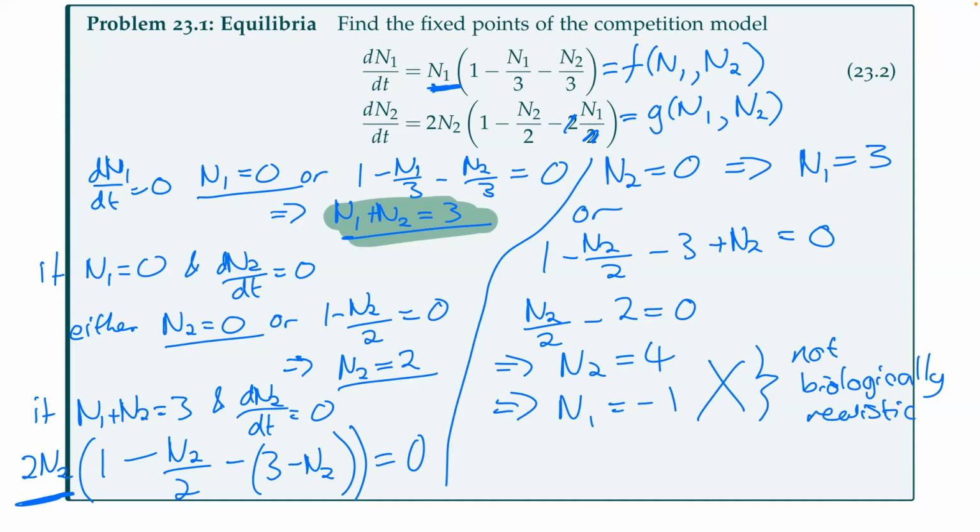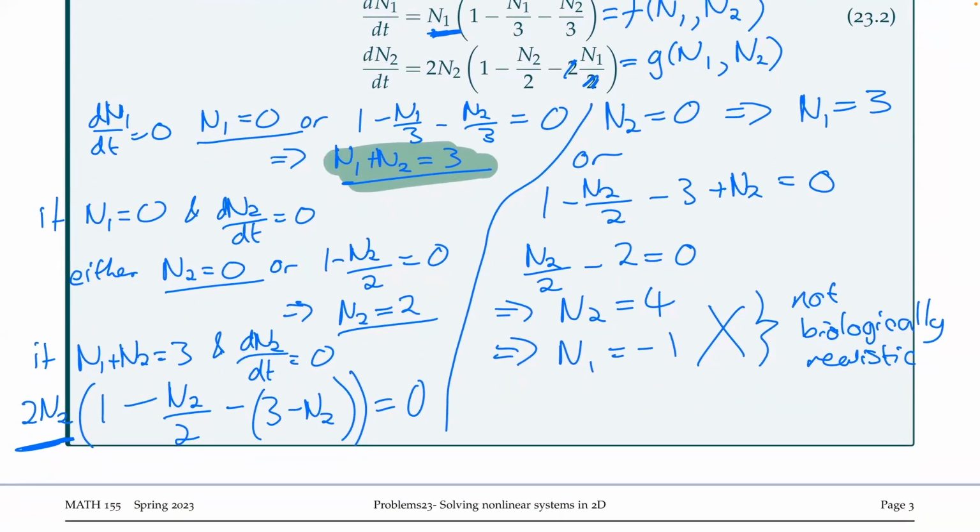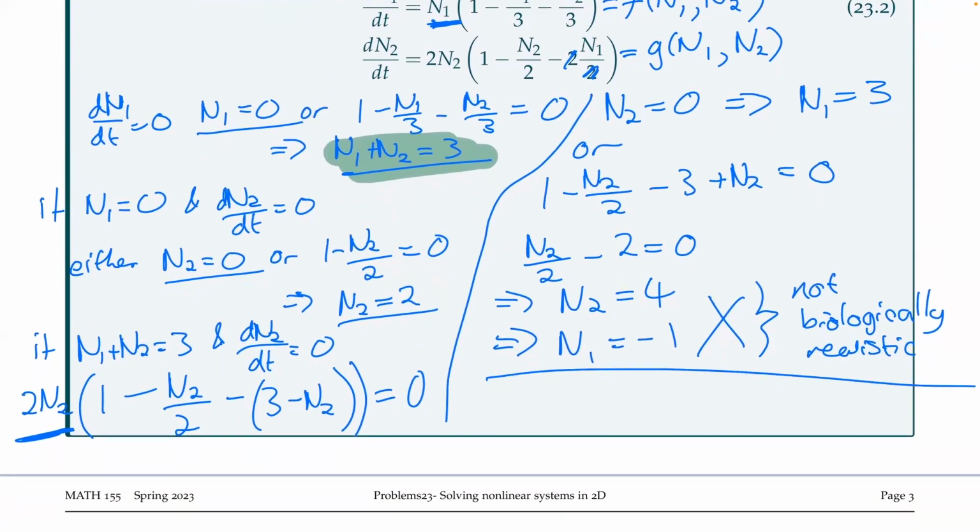This is really important because the mathematical model doesn't know that these are populations. It's perfectly reasonable for a mathematical system of equations to have positive and negative values. In the context of population sizes, negative values don't make sense. So when we're talking about equilibria of this model, we're focused on biologically realistic equilibria, and so that's not biologically realistic.